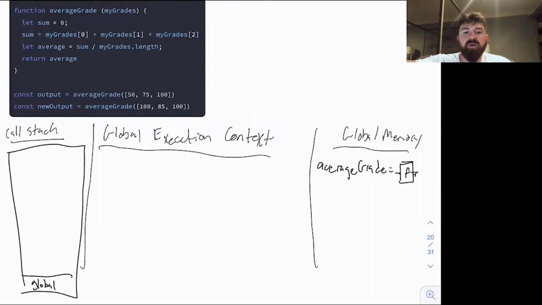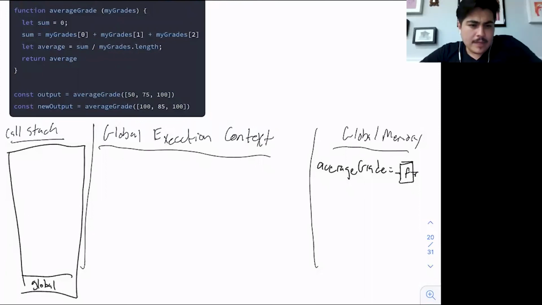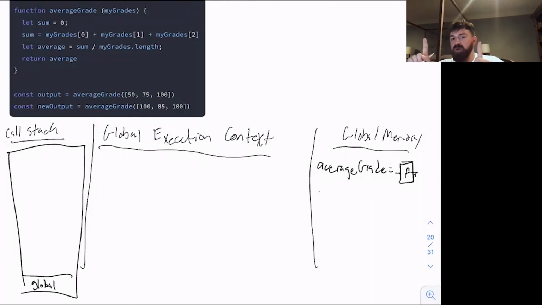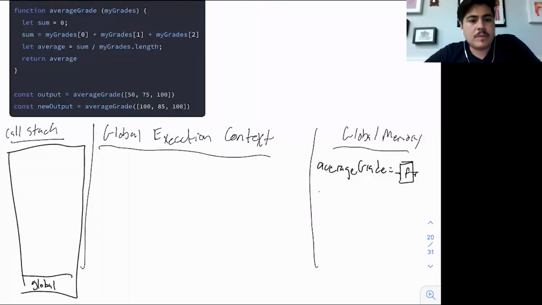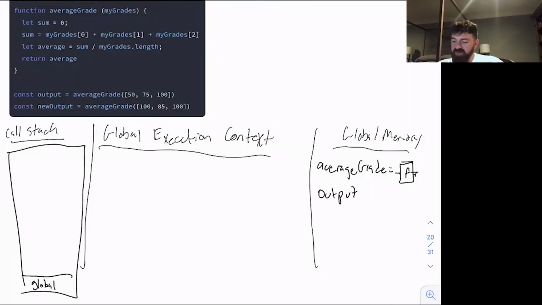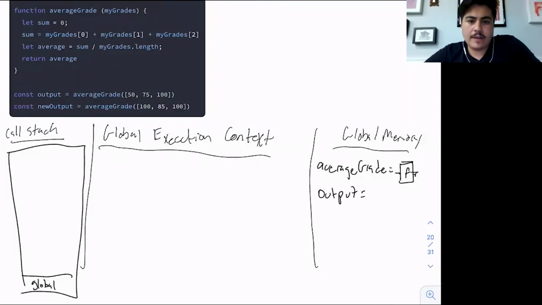What's the next line we're at now? I believe that's line 8. We'll be declaring a constant variable, labeling it output, and assigning to it the evaluated result of invoking the average grade function with the argument of 50, 75, and 100, which is an array. Exactly. And where are we storing output? Output would be stored in global memory. And what would it be in the meantime while we wait? While we wait, it would be undefined. Excellent.